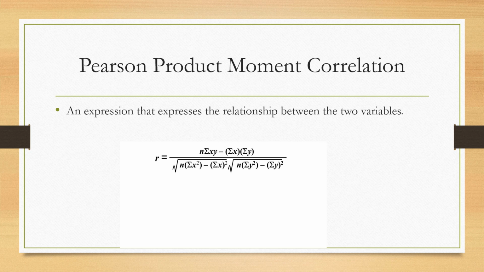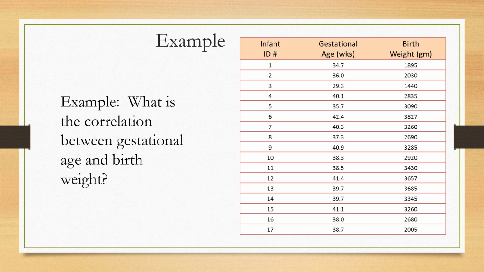Correlation coefficients are typically determined through the use of statistical software. However, the formula is presented here. So what do the scores mean? To discuss this, let's consider the example of gestational age and birth weight. In this example, a researcher has collected 2 data points for several infants. 17 of those data points are presented here. These data points are gestational age in weeks and birth weight in grams.